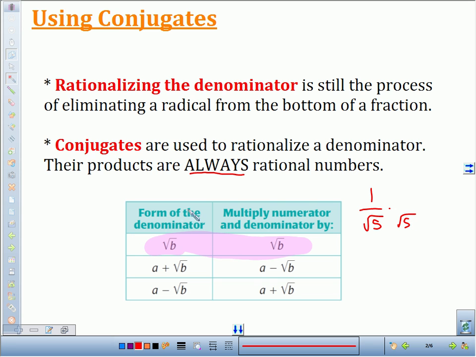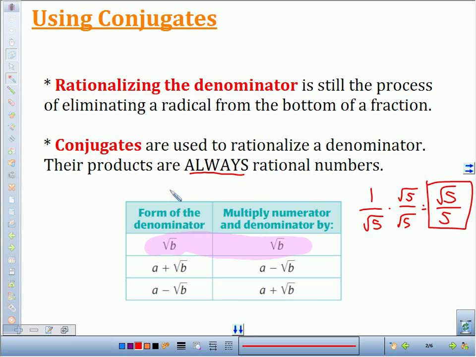The form of the denominator is the square root of b, the square root of 5, and I multiply both the numerator and the denominator by the square root of b, the square root of 5. And when I do that, I have 5 over the square root of 5. And that would be the simplified version because the denominator has been rationalized. And that's the one we've seen before.